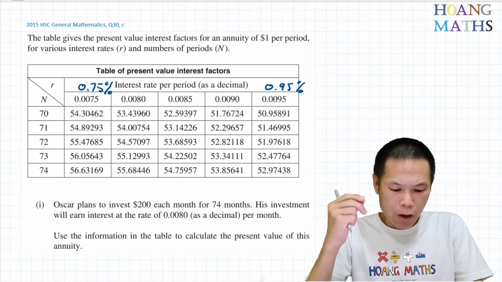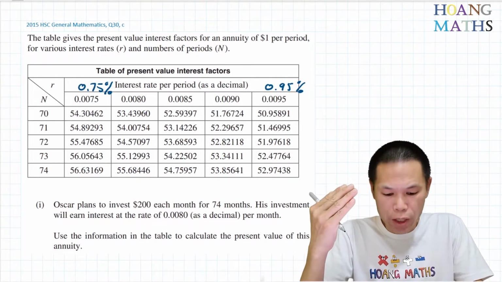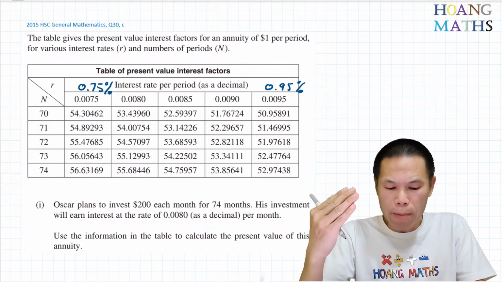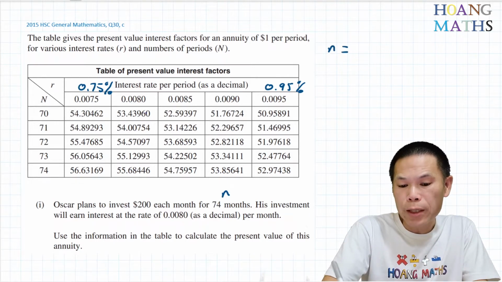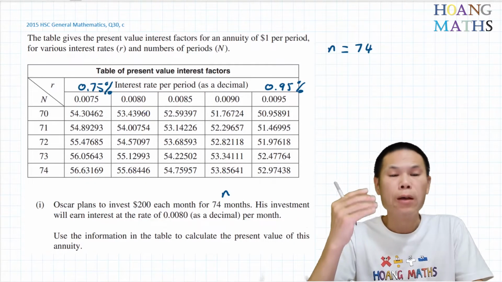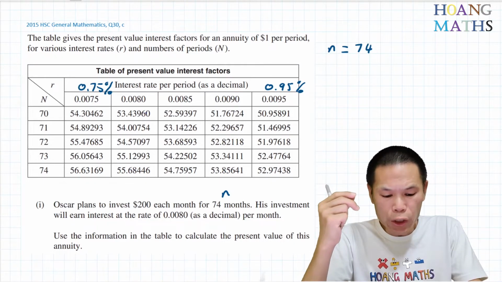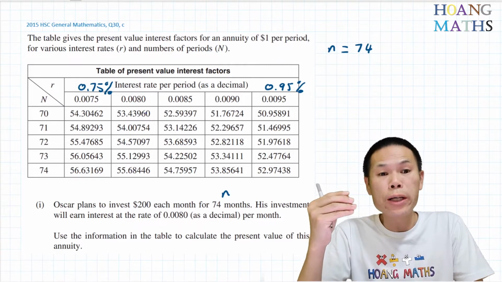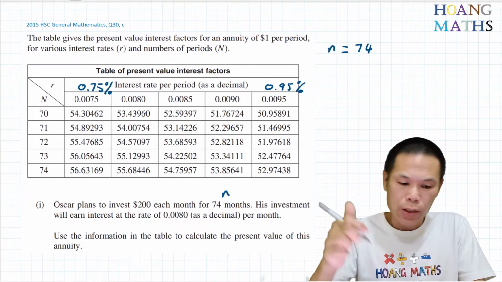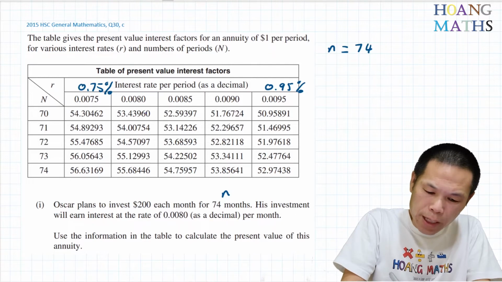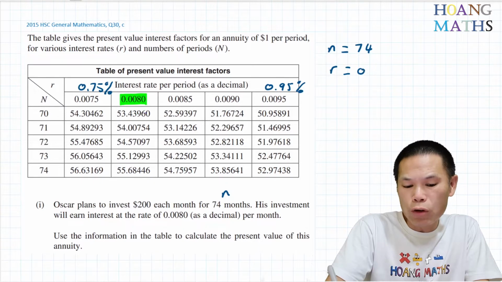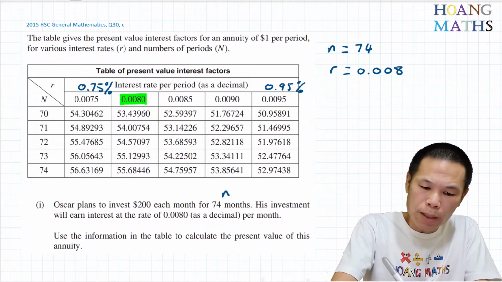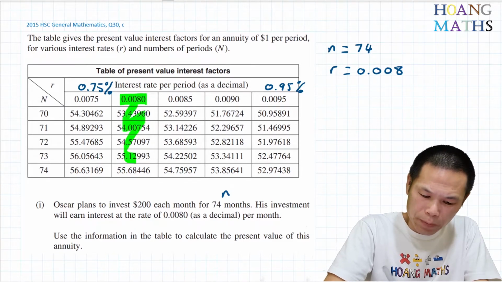Part 1. Oscar plans to invest $200 each month for 74 months. So this is N. Let me just write this down: N is equal to 74. And his investment will earn interest at the rate of 0.008 per month. In other words, this is the interest rate, so R is equal to 0.008. And this means it is in this column here.